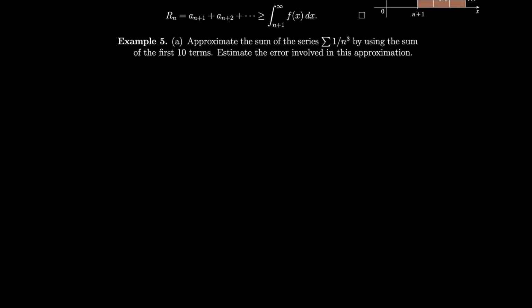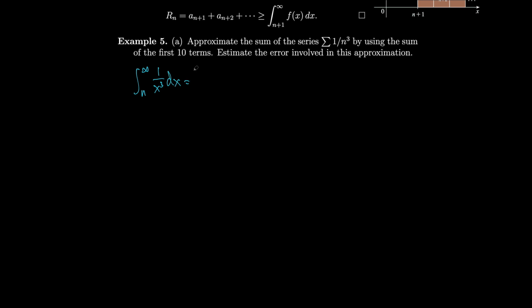Let's approximate the sum of the series 1 over n cubed by using the sum of the first 10 terms, and then we can estimate the error involved using our error test. So in order to do this, we're going to need the integral at some point from n to infinity, so we might as well compute that.